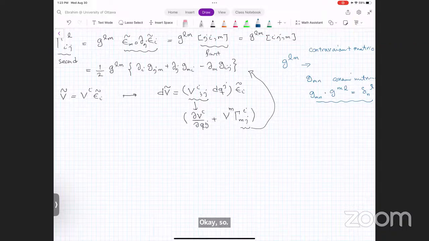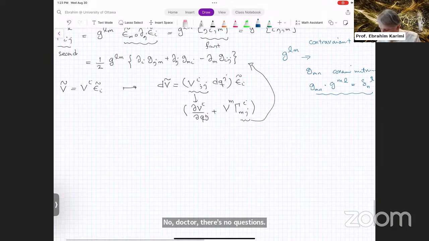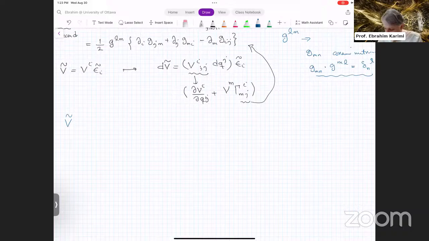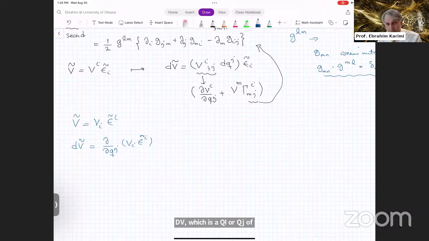Okay, lovely. So now I will give you an example for yourself. If you take not the contravariant formalism of the vector, but you go with the covariant formalism, which is V_I epsilon^I, it is your choice, you can choose either of them. And if you want to look at the variation of the vector, which is essentially given by dV, with respect to Q^J of V_I epsilon^I, then you can do the same calculation.